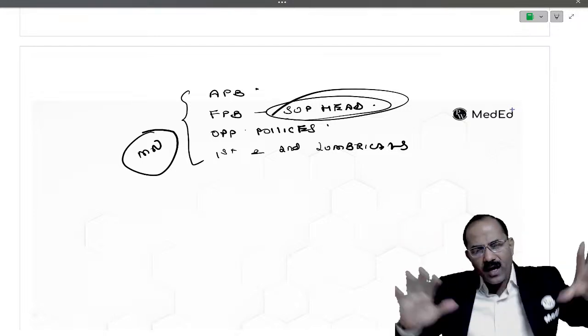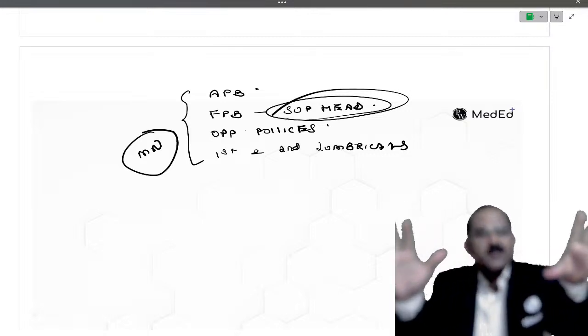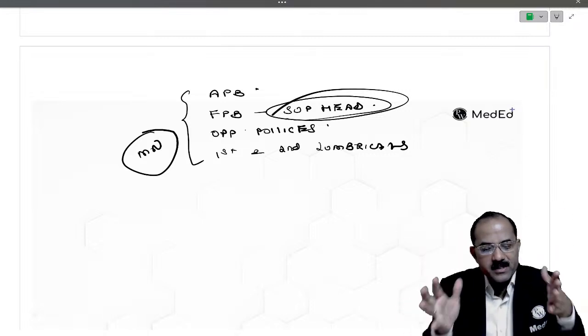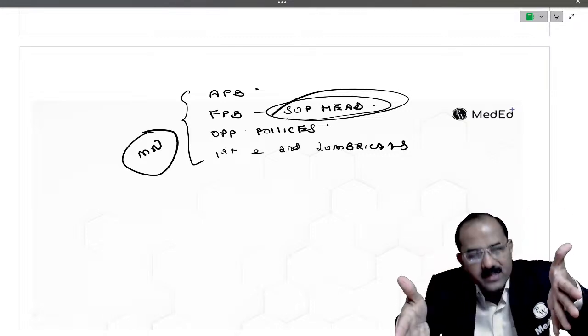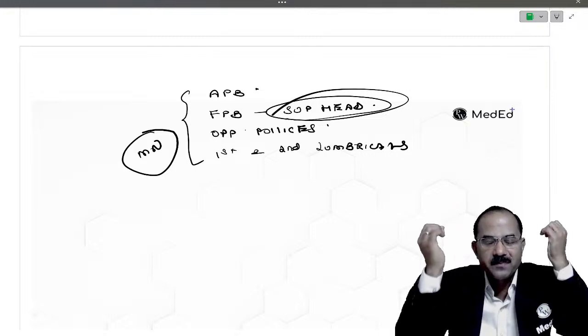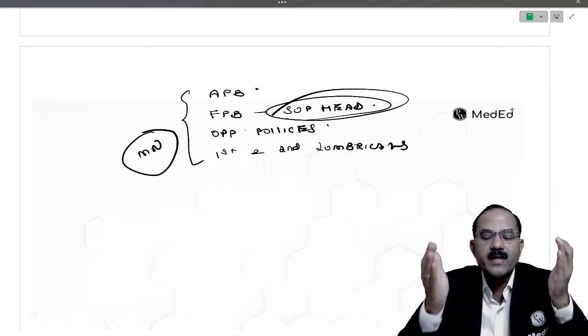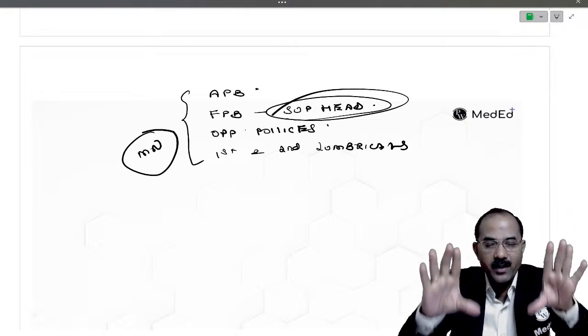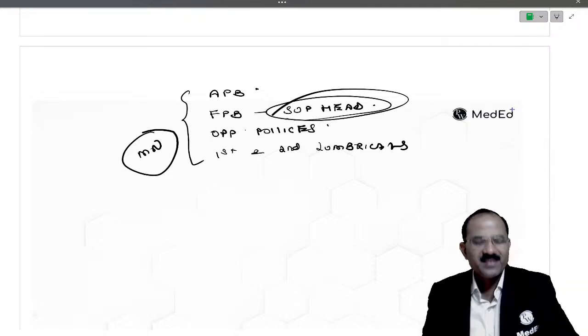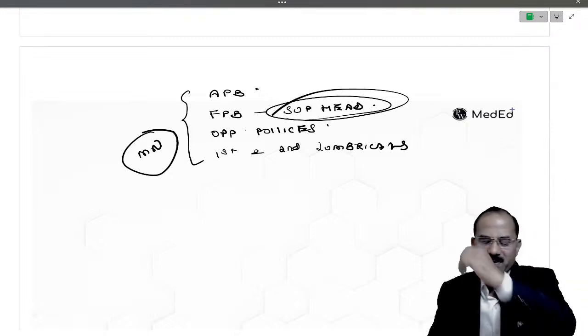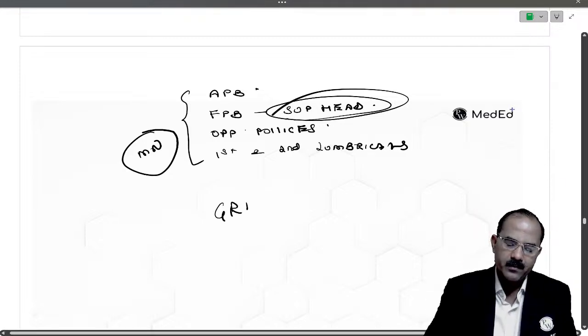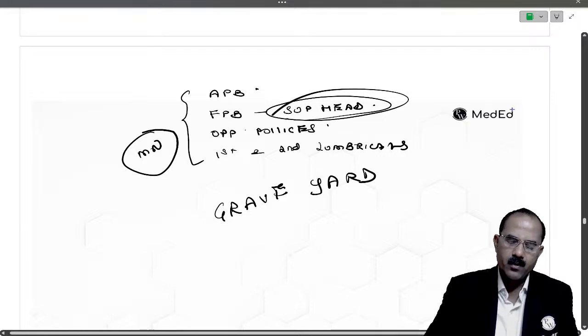And the ulnar nerve, after supplying all these muscles, goes and ends in one muscle. This muscle is known as the graveyard of the ulnar nerve. Yes, that's an MCQ, bacho. That's an MCQ. Can anyone tell me the graveyard of the ulnar nerve? Who's this?